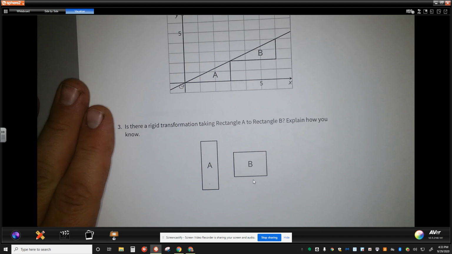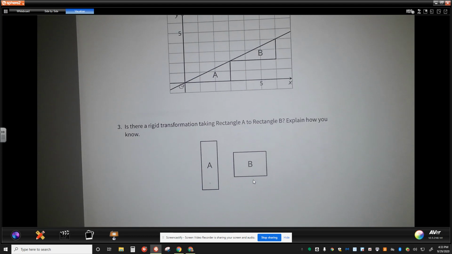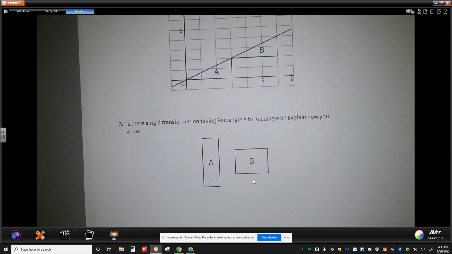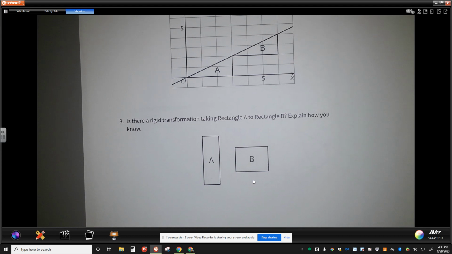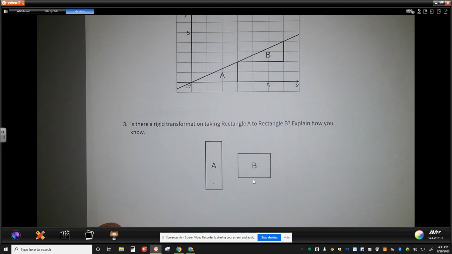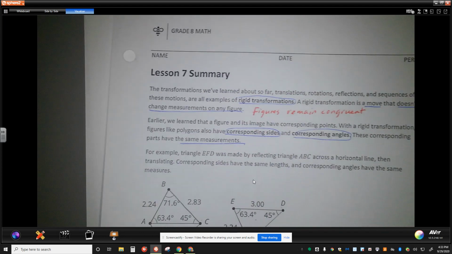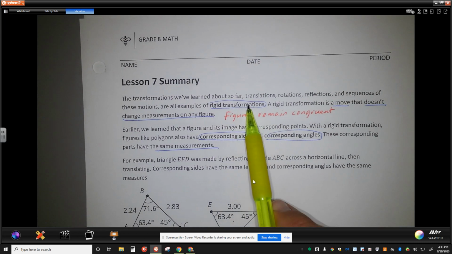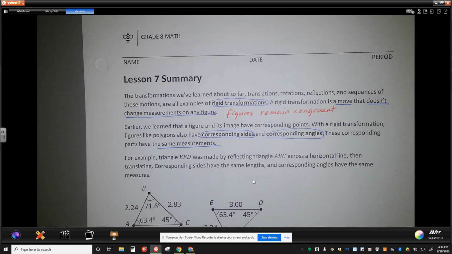Number 3 is just like number 1. I would just say, look at these two figures and ask yourself a question: are these two figures congruent? If they're not, then there's no rigid transformation. If they are, then there is. Make sure to look back at this lesson summary for lesson 7 to help you explain what the rules are for a rigid transformation.